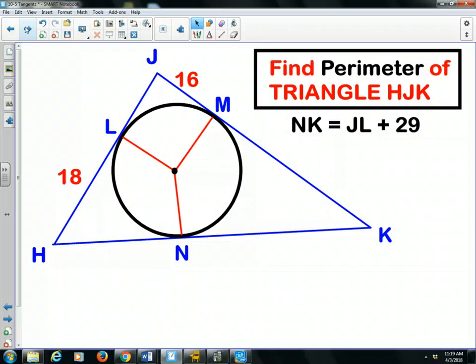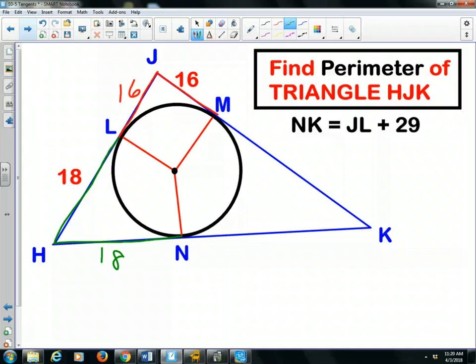Last one that we have for today, again, dealing with the same concept where when two tangent lines share a common endpoint, those two tangent lines are congruent. So JM is 16 units long. JL is also tangent, and it shares a common endpoint, so JL is also 16 units long. HL is 18 units long. HN, also tangent, shares a common endpoint, so it is 18 units long.